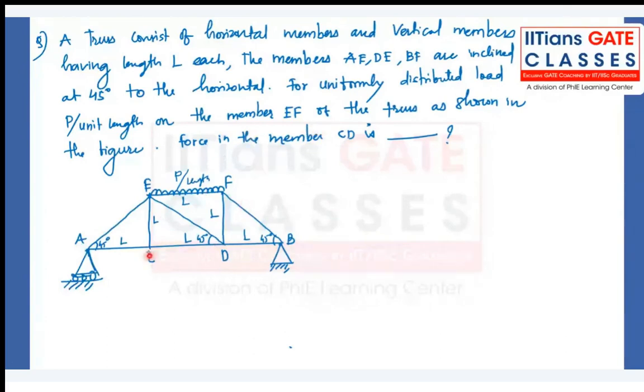So this is a little bit complicated problem, because if you directly draw the free body diagram of, let's say, joint C in this case, what you will get is you will have one force in member AC.